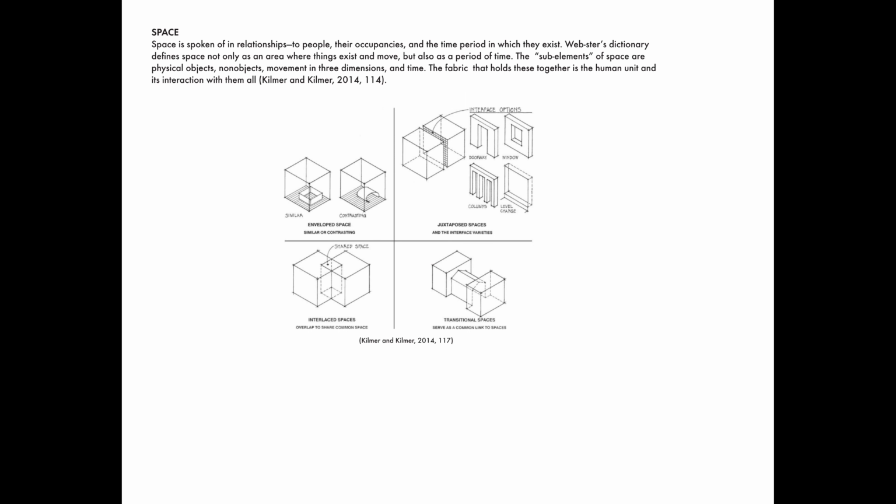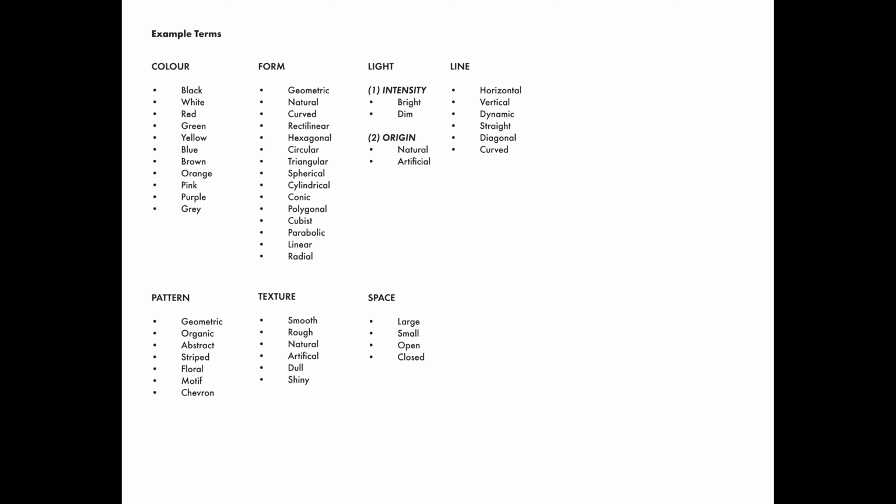And the last but not least is space, and this is often spoken of in relationship to people, their occupancies, and the time in which they exist. The fabric that holds these together is the human unit and its interaction with them all. And you can see some examples of different spaces below.